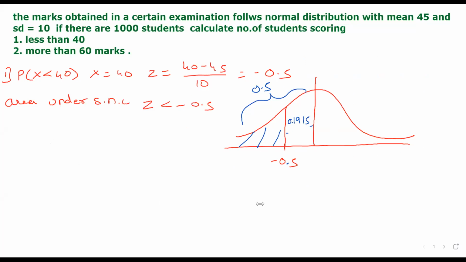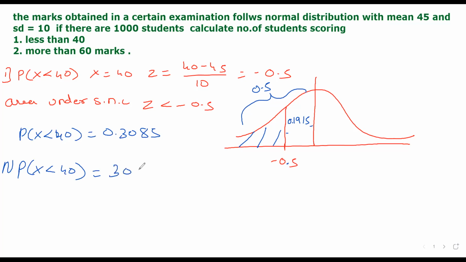So 0.5 minus 0.1915, this area, or probability that x is less than 40, is 0.3085. Area less than minus 0.5 is 0.3085. Now once I get this area, I'll multiply it with 1,000. So the expected number will be 308.5, or approximately 309 students have scored less than 40.